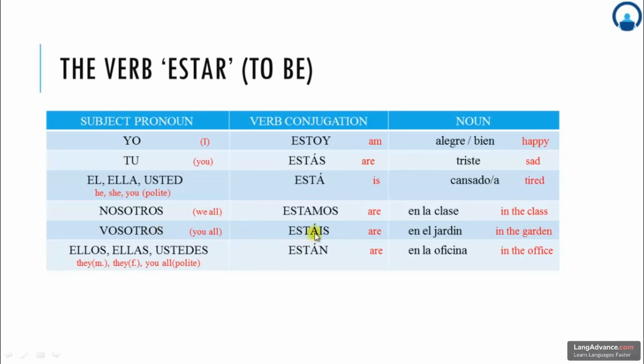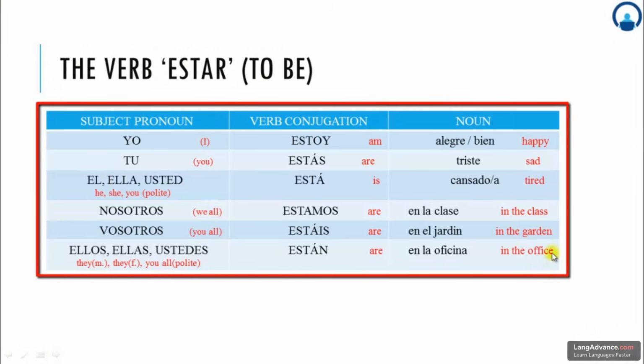Vosotros estáis en el jardín. You all are in the garden. Ellos, ellas, ustedes están en la oficina. They or you all are in the office.